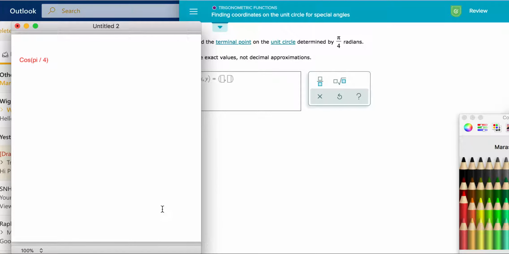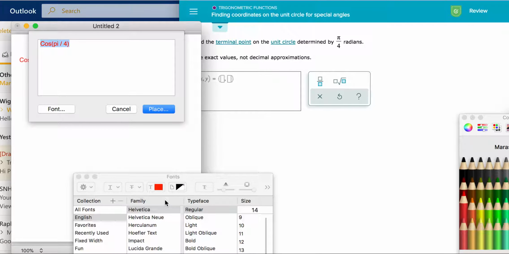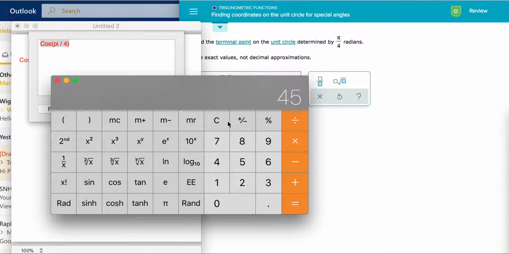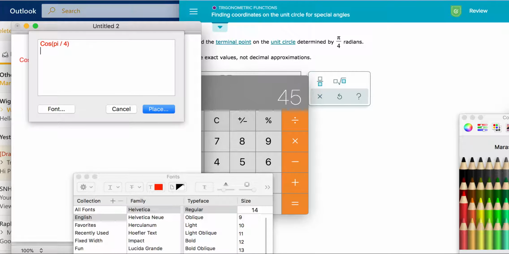You can first convert pi over 4 to degrees. A quick trick for converting from radians to degrees is to cut the pi out. So now you just have 1/4, 1 divided by 4, and then multiply the fraction by 180. So cosine pi over 4 is equal to cosine of 45 degrees.